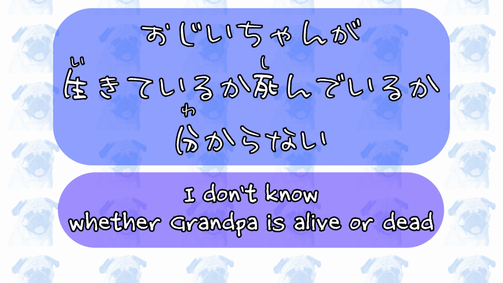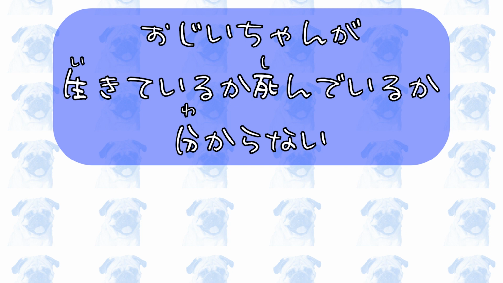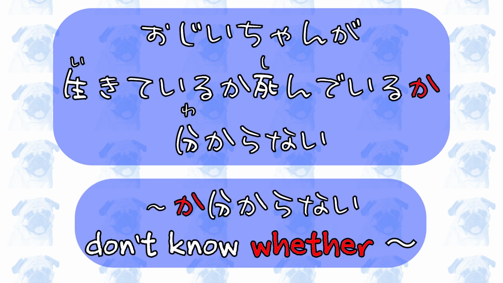In this sentence, the phrase A ka B ka is used with an extra ka. The first disjunct is 生きている, alive, and the second is 死んでいる, dead. In this case, you can't omit the second ka, as the verb phrase わからない takes a subordinate clause with ka as its complement, as in 何々かわからない.